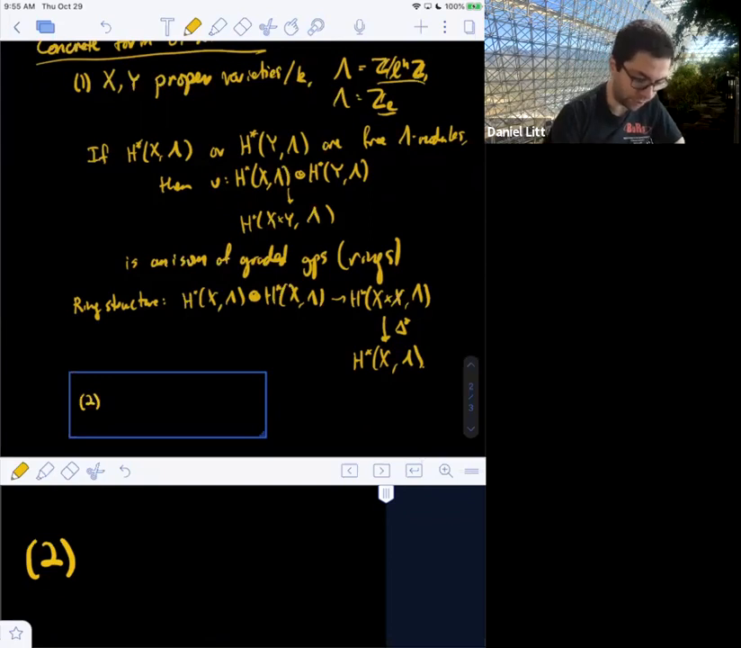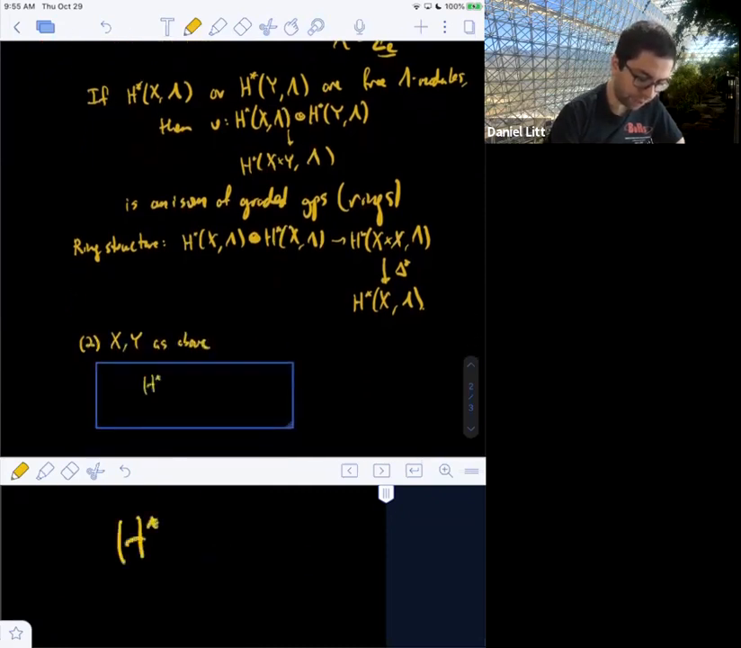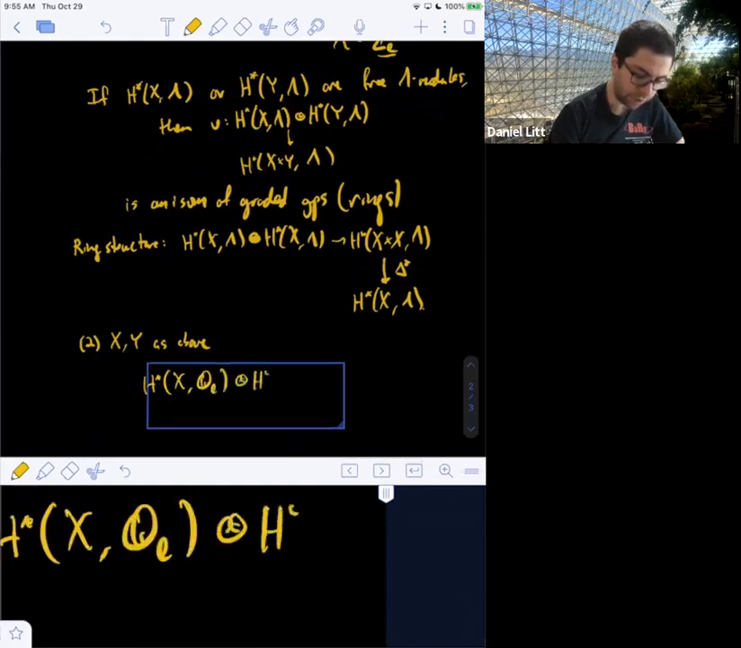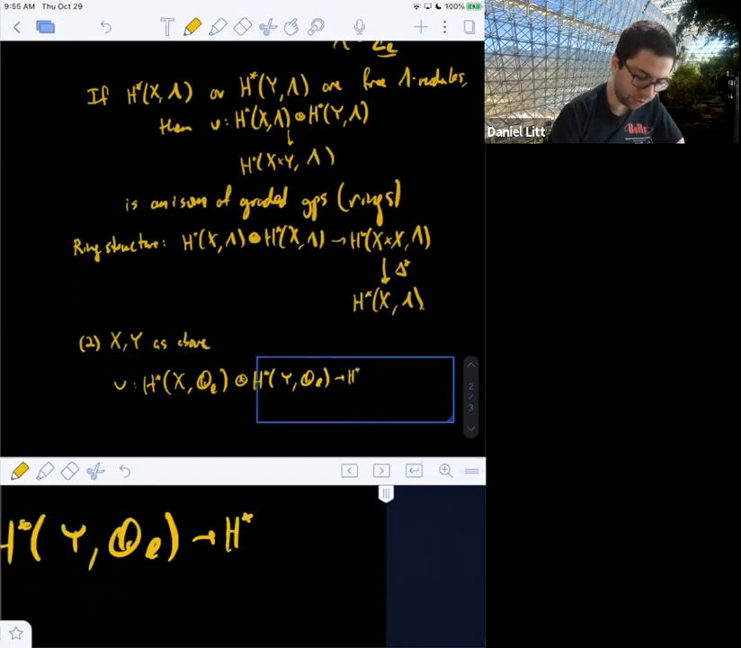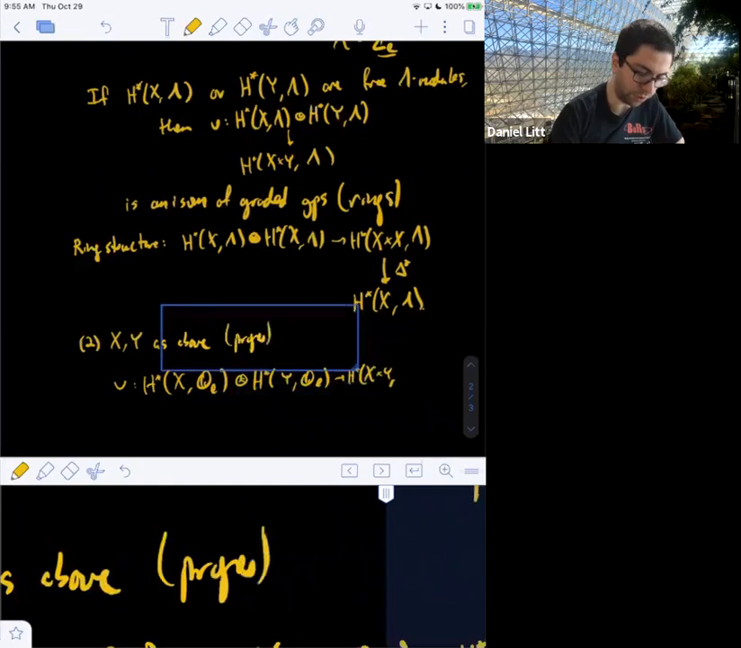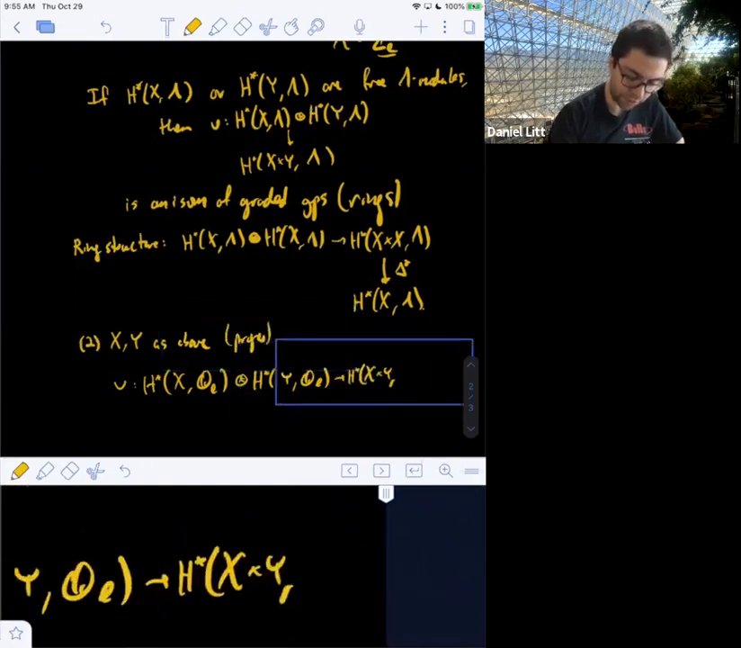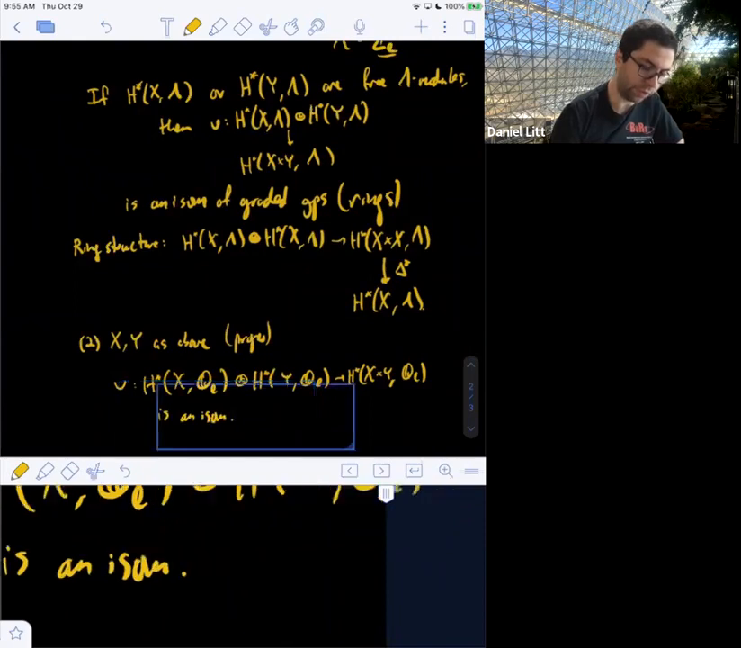So the statement again is if X, Y are as above, so if they're proper, then H star of X Q_L tensored with H star of Y Q_L, now we have this cup product map to H star of X times Y. As above just means proper, by the way. So no assumption on freeness now. H star of X times Y Q_L is an isomorphism of graded rings.